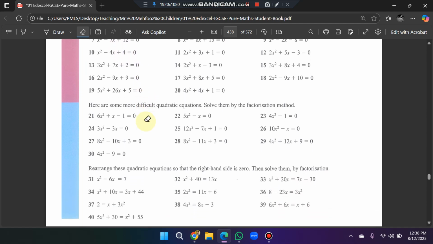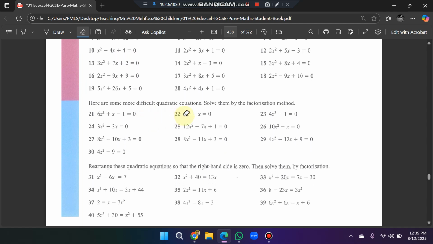So here are some more difficult quadratic equations. Solve them by the factorization method. So these are also examples of quadratic equations. We have to do these examples also by using the factorization method, right? These are quite difficult compared to the first 20 questions.